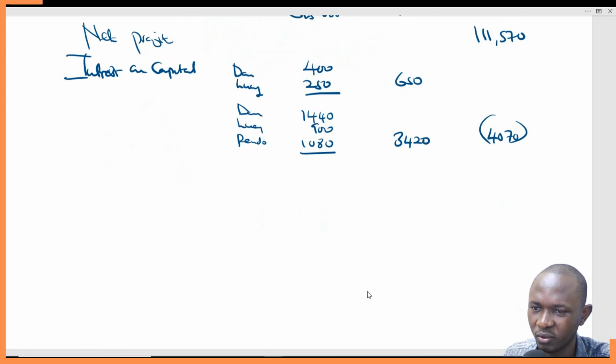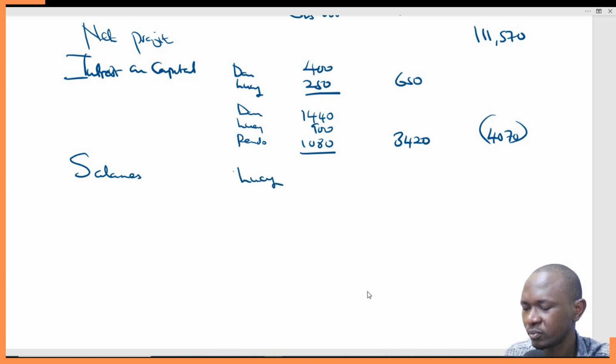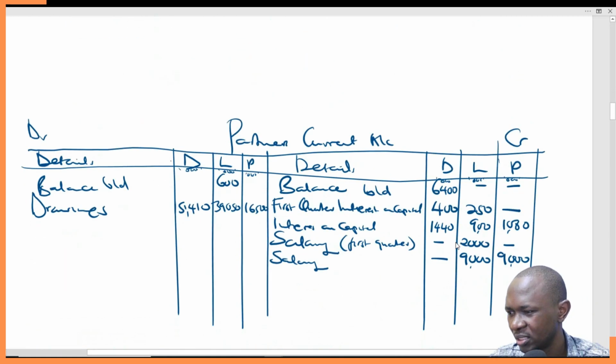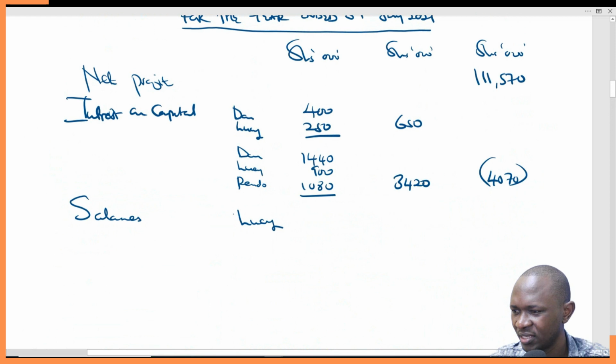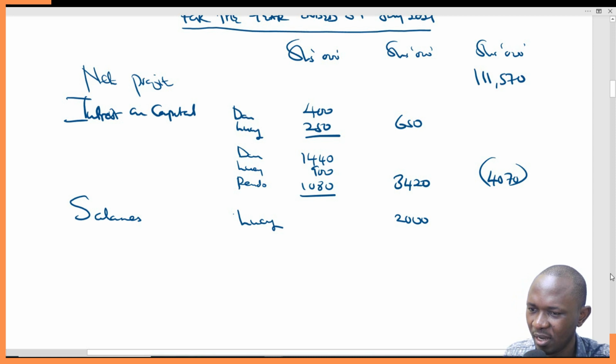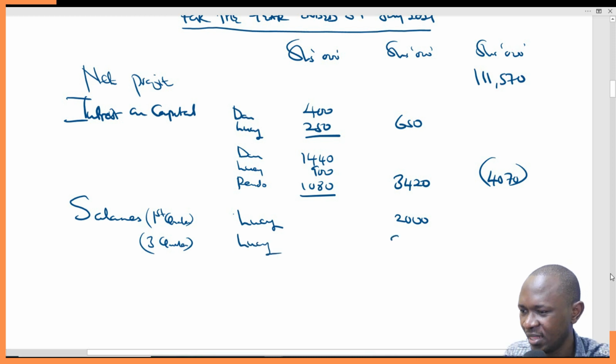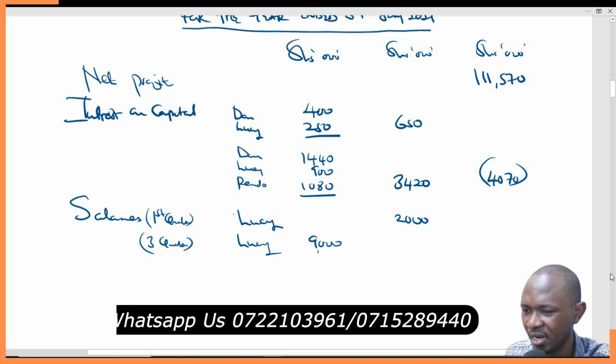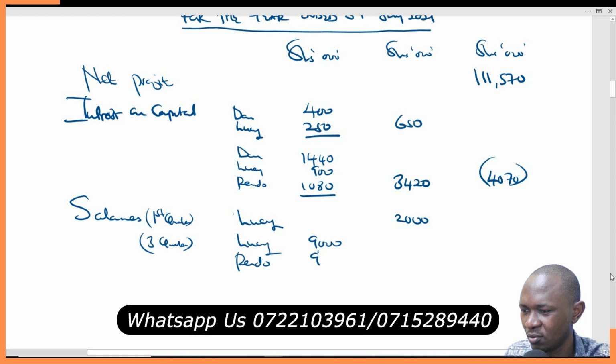Then we move to salaries, of course. And for salaries, we have Lucy. Lucy, who got how much? Lucy got 2,000 at the first instance. She was the only one. We just say 2,000. And then, this is first quarter. And then the remaining 3 quarters of the year, we talk of Lucy again, 9,000. Now this one will have to come here. Lucy 9,000. And then Pendo 9,000.